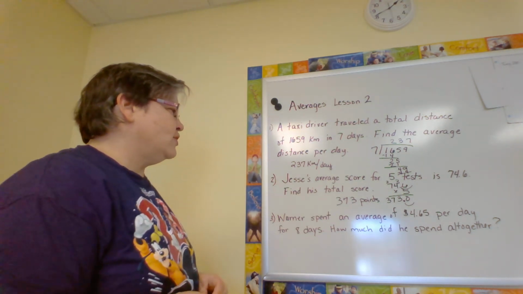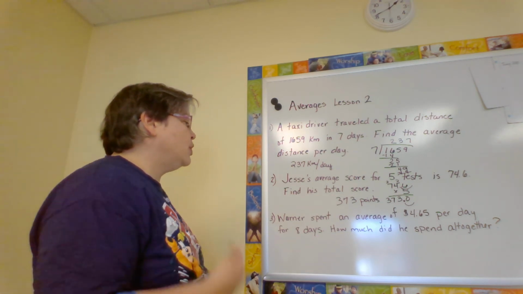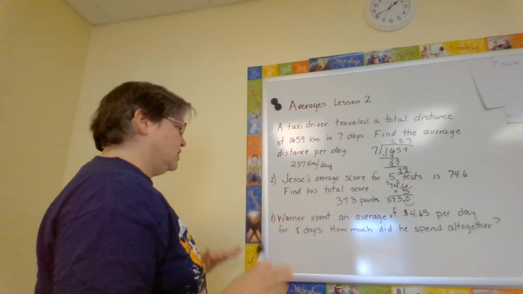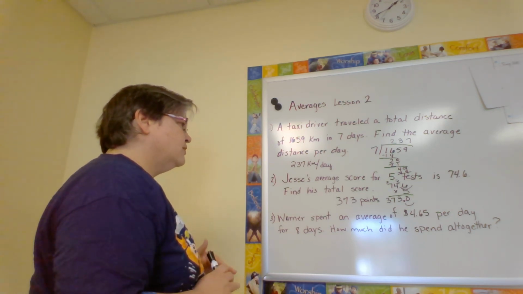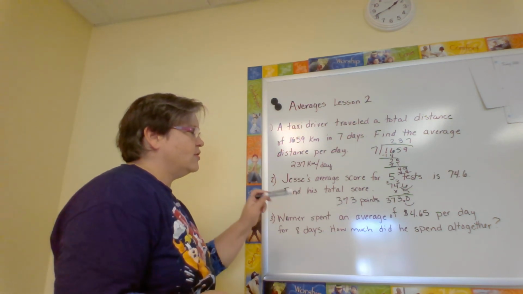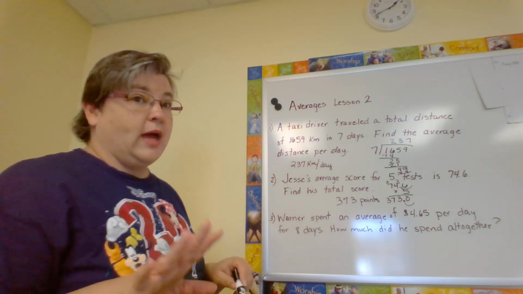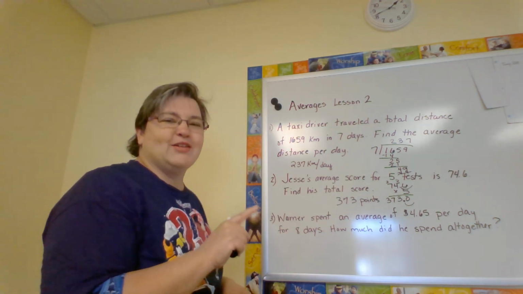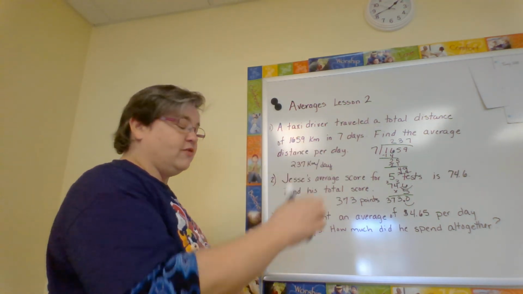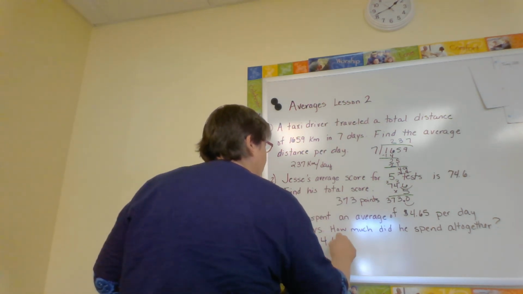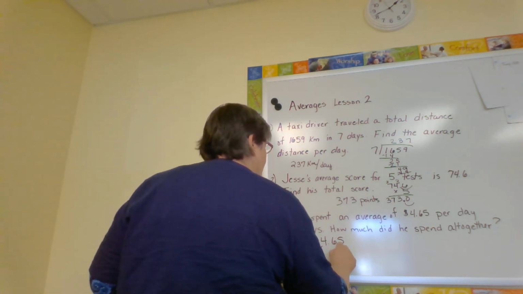Warner spent an average of $4.65 per day for 8 days. So how much did he spend altogether? So in order to find how much altogether in 8 days, if he spent about 400, not 400, whoo, that would be a lot of money. If he spent $4.65 every day for 8 days, his total then you'd have to multiply to find that. So let's go ahead and do that.